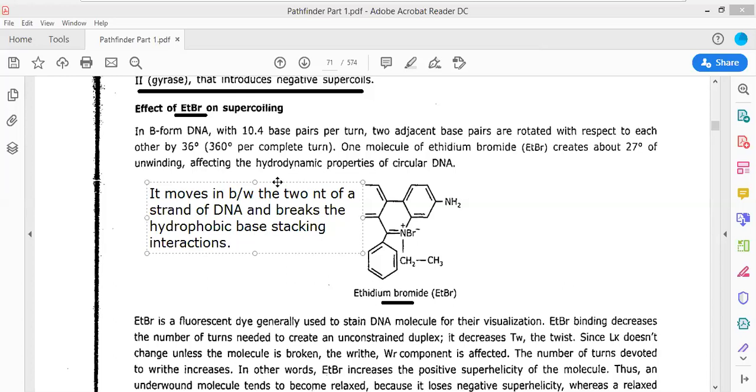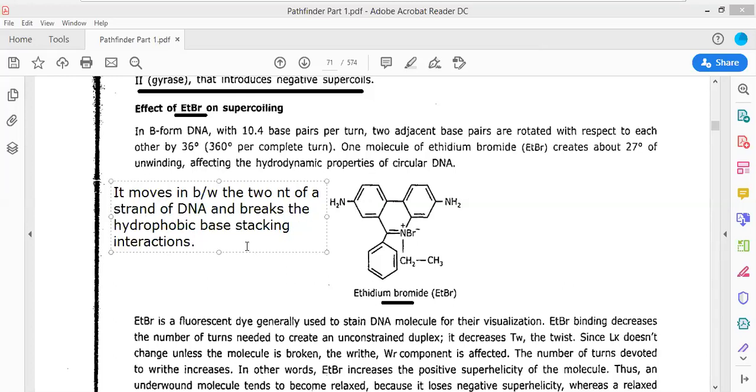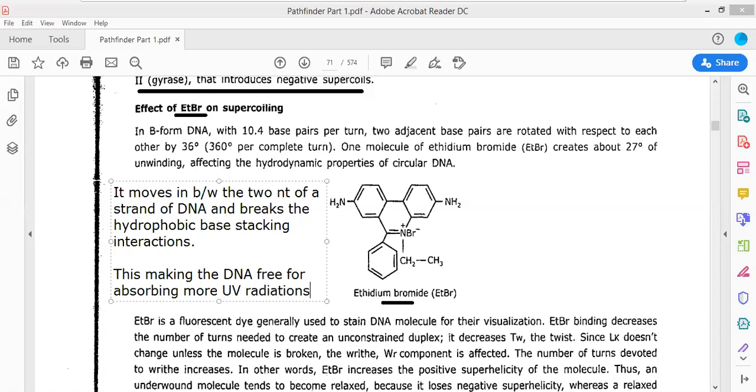The DNA will lose its stability and will absorb more UV radiation, thus making the DNA free for absorbing more UV radiation, okay? This is how DNA is going to absorb more UV radiation.